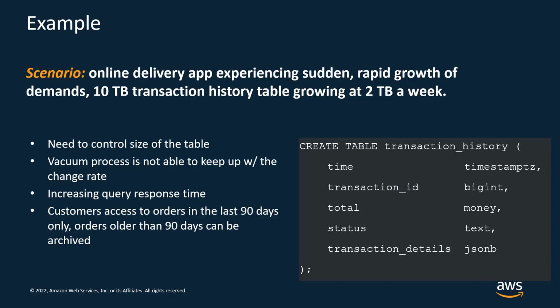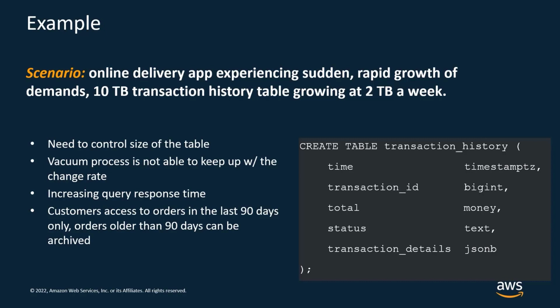The size of the table is now at 10 terabytes, and we are seeing a 2 terabyte per week growth rate. Operations such as vacuum are taking weeks to finish. Querying against the table takes a long time. We are also seeing locking and blocking issues on the table. Our customer never cares for information older than 90 days, and there is a lot of historical data in the table that can be archived.